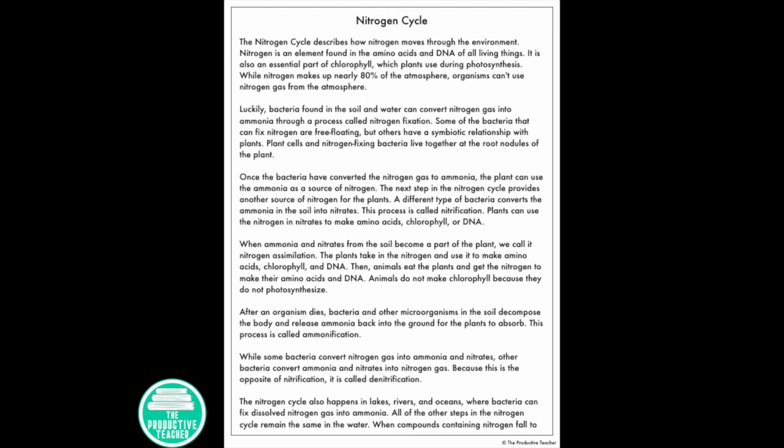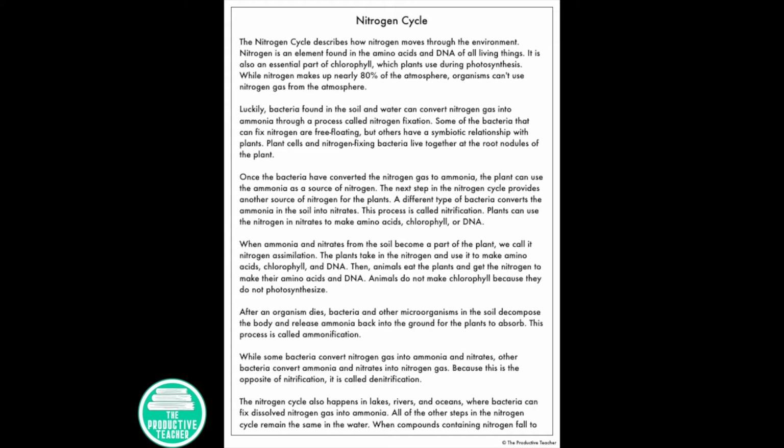The nitrogen cycle describes how nitrogen moves through the environment. Nitrogen is an element found in the amino acids and DNA of all living things. It is also an essential part of chlorophyll, which plants use during photosynthesis. While nitrogen makes up nearly 80% of the atmosphere, organisms can't use nitrogen gas from the atmosphere.